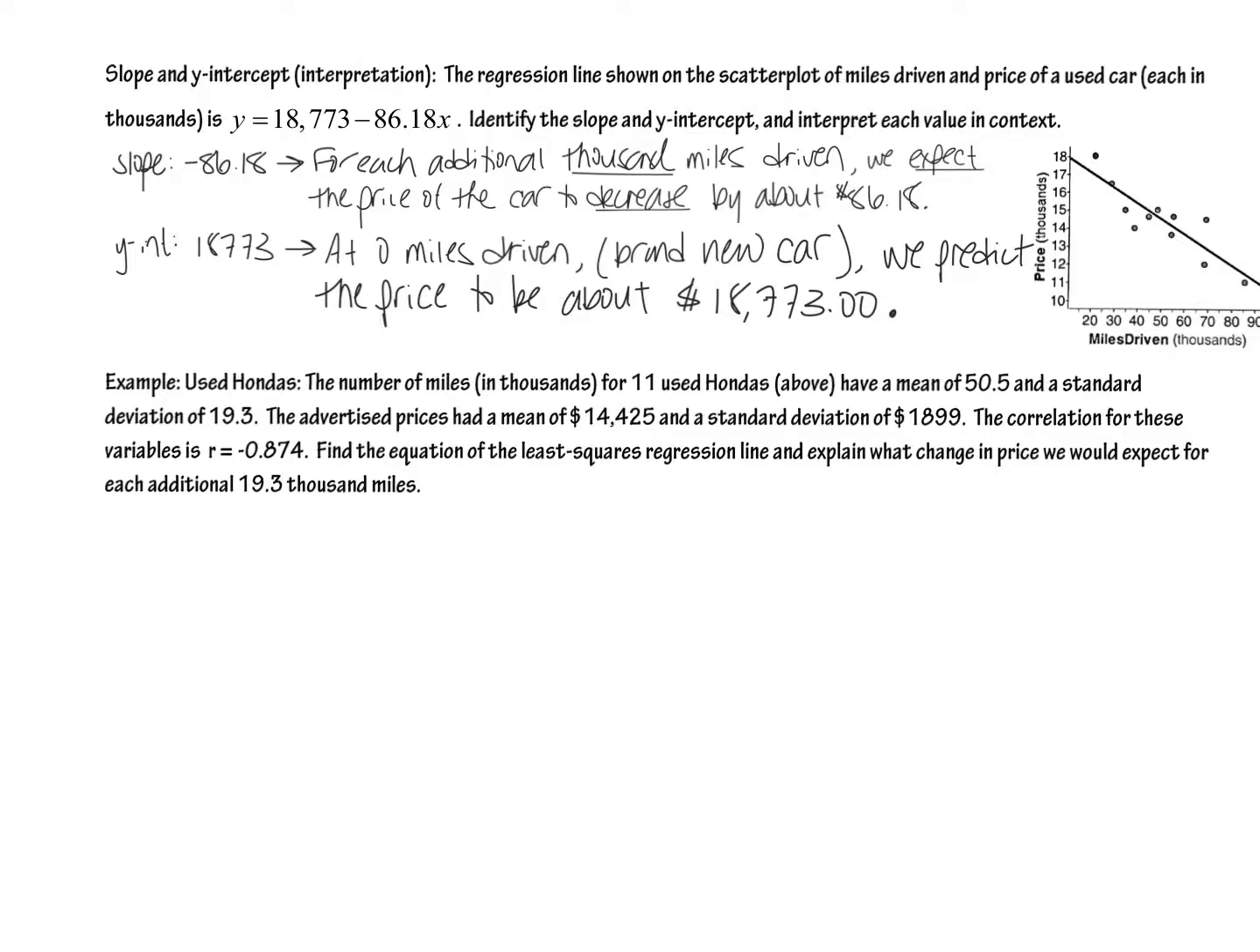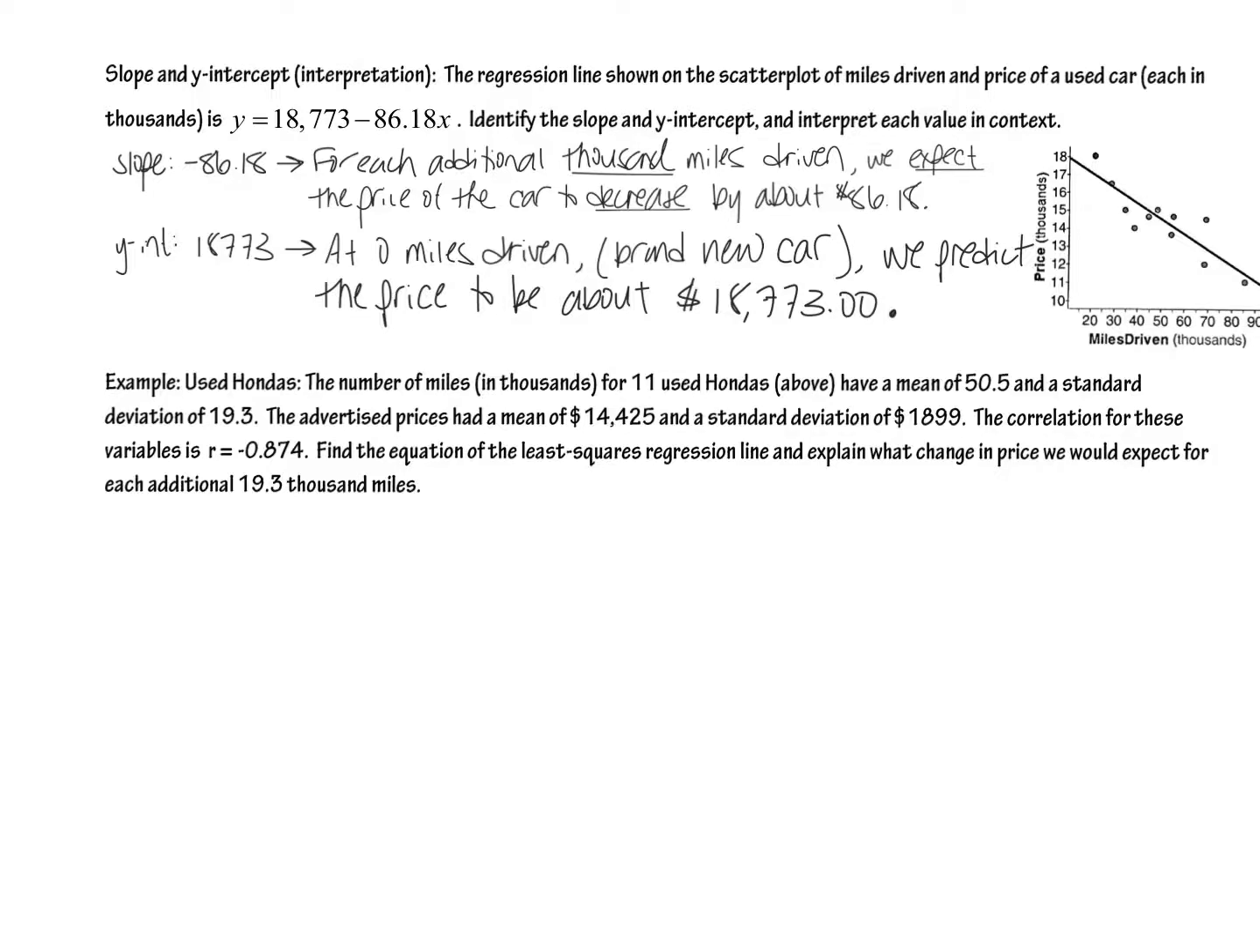Okay, and so for this next problem, it's still talking about used Hondas. This is all still the same data. We're still using all of these dots and this information here. The number of miles in thousands for the 11 Hondas that are on this graph up here. We're given the mean and the standard deviation of x, and we have the price mean and the standard deviation of price. So we have an x and a y, mean and standard deviation, and they also gave us this r value. And from that, you have a bunch of equations that you filled out on your reading guide, but we can actually come up with the equation of the LSRL ourselves, just given the information that's in this problem.